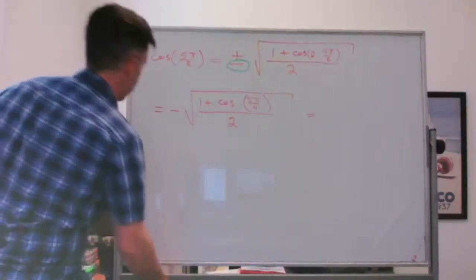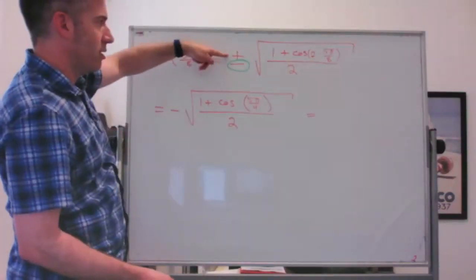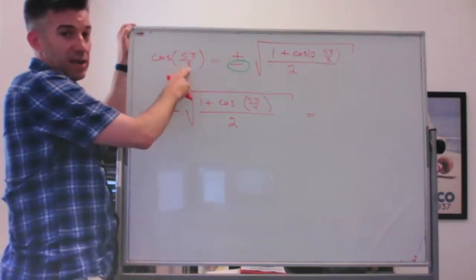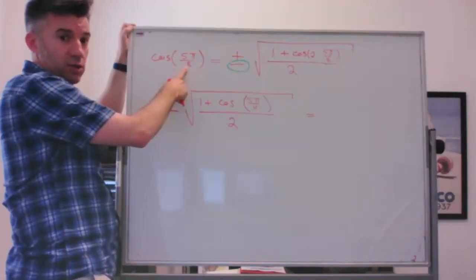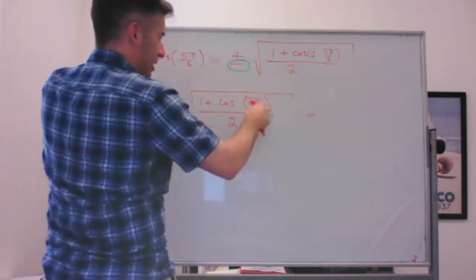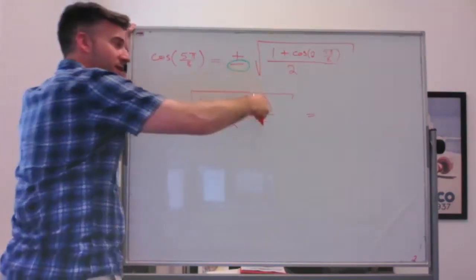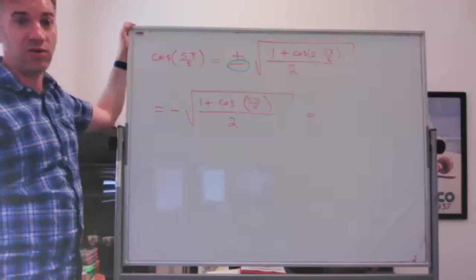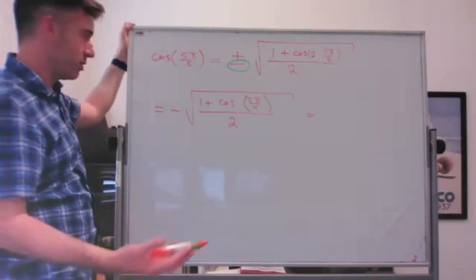And again, we have to be careful, right? This sign out here depends on what quadrant this angle is in. That angle is in quadrant 2. This sign here depends on what quadrant this angle is in. And 5 pi over 4 is in quadrant 3, where cosine is also negative.